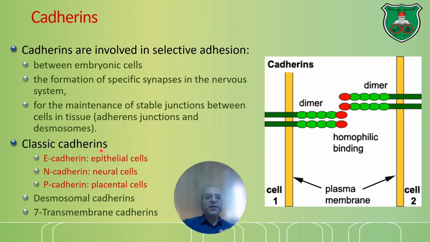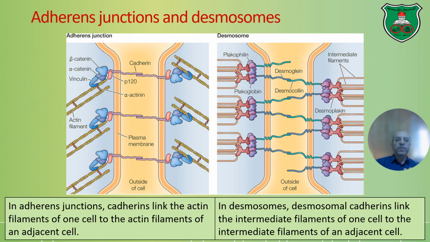So let's talk about adherens junctions and desmosomes. Just to remind you, in adherens junctions, you have the cadherin-cadherin interaction, a homophilic interaction, between two cells. So here you have cell number 1, here you have cell number 2, and here you have this interaction between the two cadherins coming out from each one of these cells. The cytosolic side of the cadherin interacts with actin binding proteins, and these interact with actin itself.